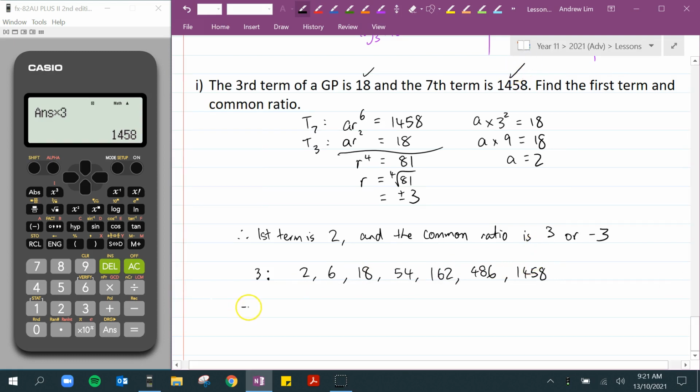What if we use the common ratio as negative 3? We start with 2. Then it's just going to change the signs for every second one. 2 times minus 3 is minus 6, times minus 3 is positive 18. Negative 54. Positive 162. Negative 486. Positive 1458. And we can see here that the third term is also 18 and the seventh term is also 1458. So that works as well.